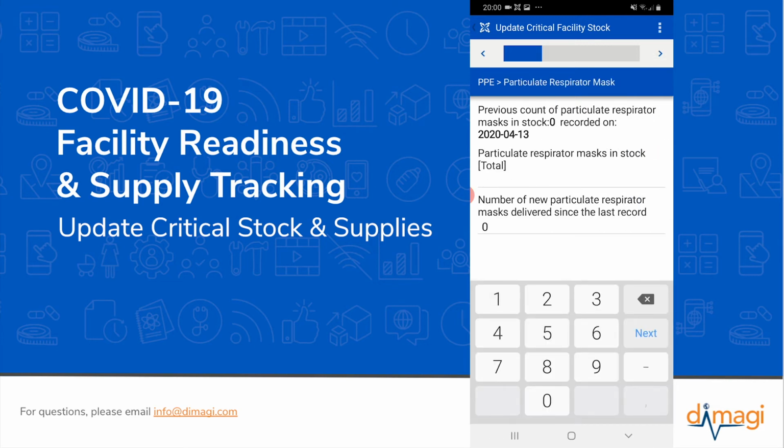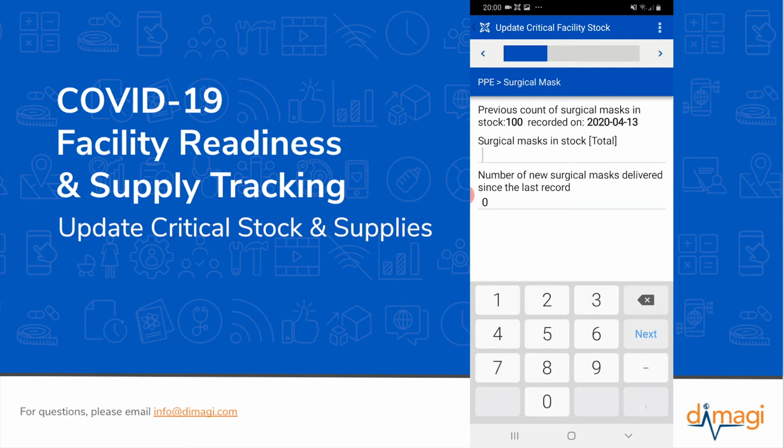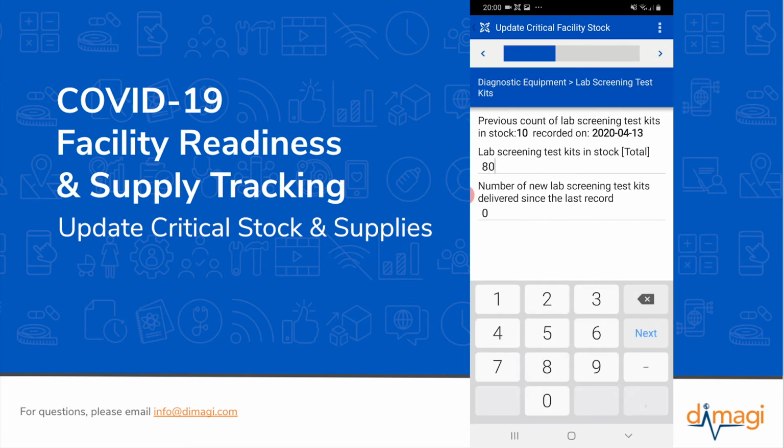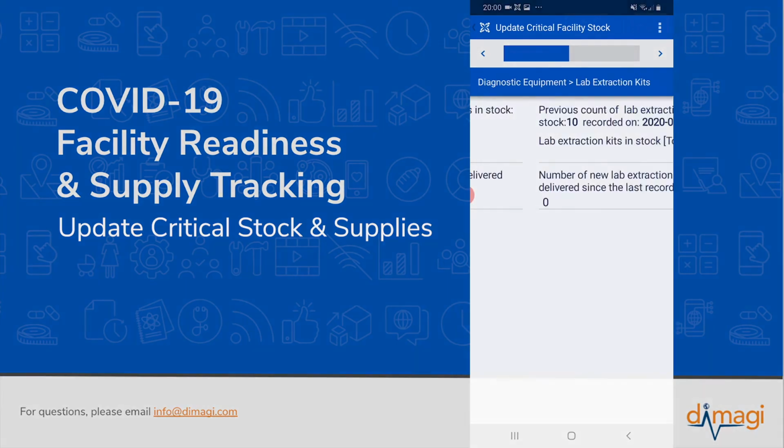We can continue on and we can say that we had put in 0 particle respirators. There's still 0 in stock. Surgical masks, we can say again that this number has changed. We're down to 40, and this alerts us that we are into 1 day's worth of stock remaining. We would continue on and complete this stock list. But for the sake of this demo and to save some time, I will not complete this form.